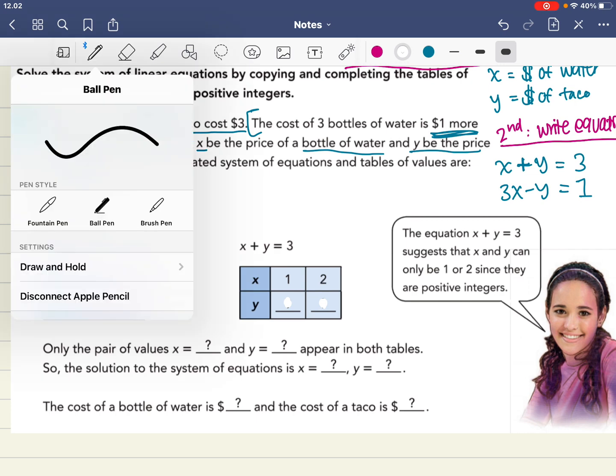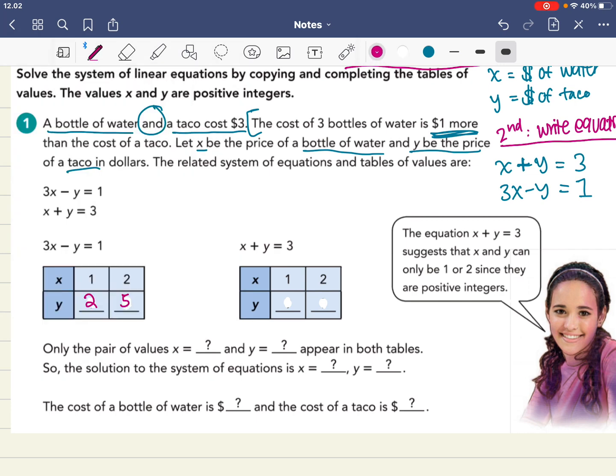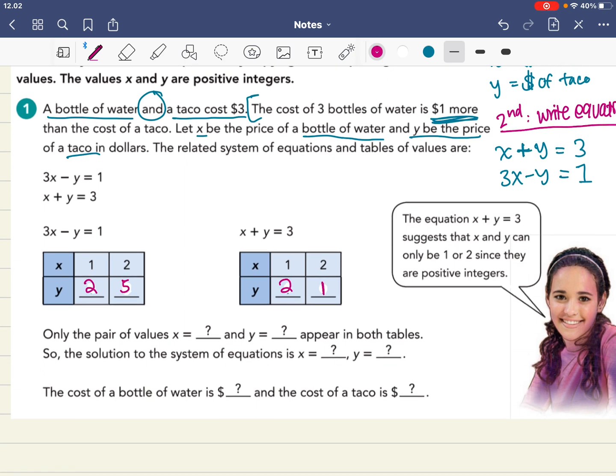Okay. And then for this one here, a number plus another number equals 3. So here, if x is equal to 1, then y will be 2. And then if x is equal to 2, then y would be 1. Right? So they say only the pair of values x equals something and y equals something appear in both tables. So what do they have in common?